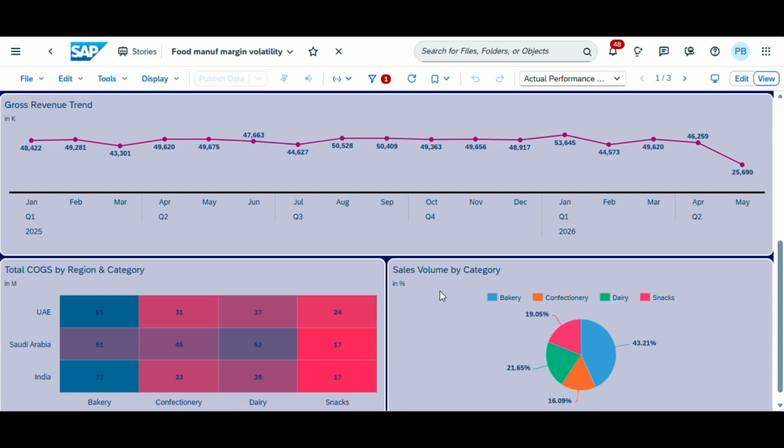Coming to sales volume by category. The sales volume by category chart shows that bakery contributes the largest share at 43.21%, followed by dairy at 21.65%, snacks at 19.05%, and confectionery at 16.09%. This helps manufacturing teams align production with customer demand.